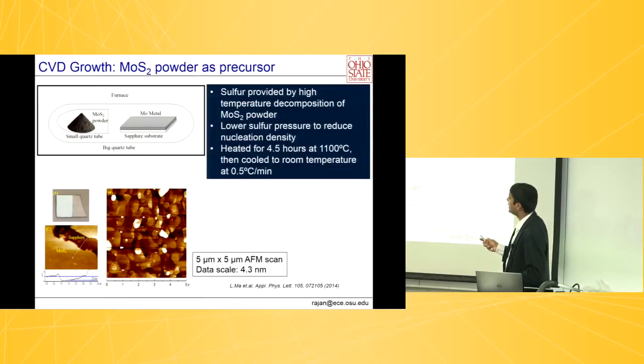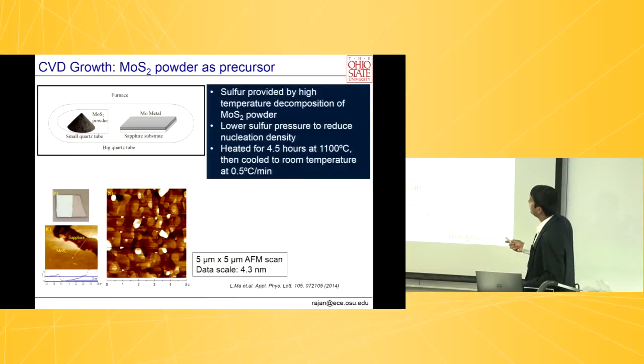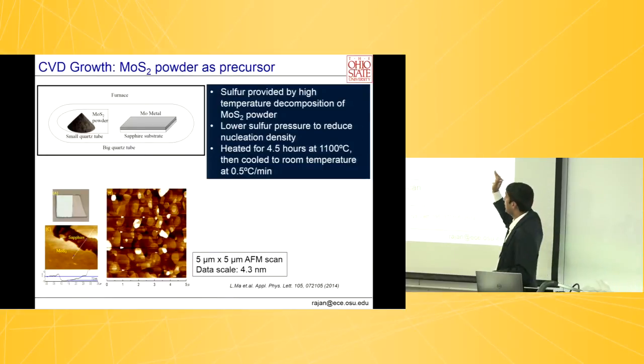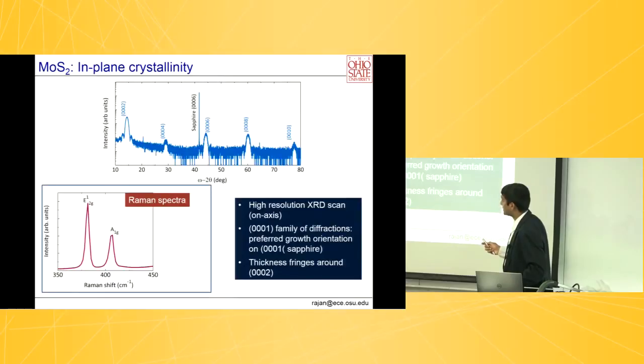And so this is how we do our growth. This is a kind of a primitive technique. We put moly metal on sapphire with sputtering, and we put it in a quartz tube with MoS2 powder, and we heat it up to 1100. Temperature is very important. And then we cool it down very slowly. That's also very important. And then if you do those two things, you can actually get crystalline films.